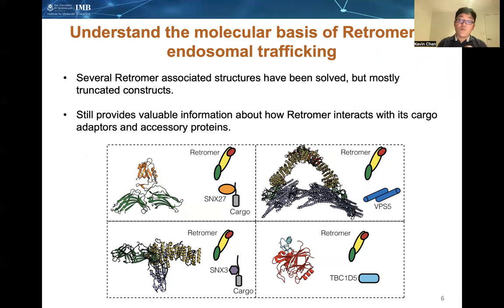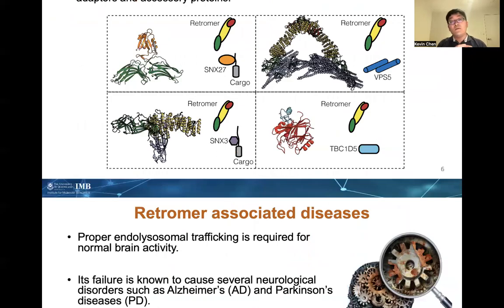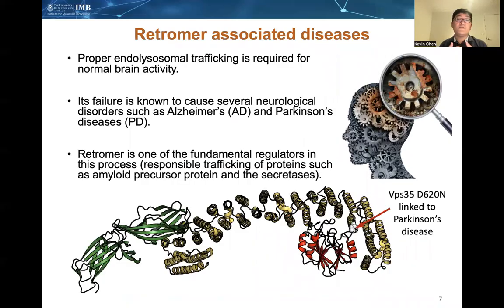Now, you may want to ask, why study the structure of those proteins? Retromer is highly associated with disease, in particular neurodegenerative disease. It has been shown that a proper endosome trafficking process is required for normal brain activity, and failure of this will likely cause several neurological disorders such as Alzheimer's and Parkinson's disease. For example, one mutation in the retromer VPS35 subunit, the D620N gene, is highly linked to Parkinson's disease.